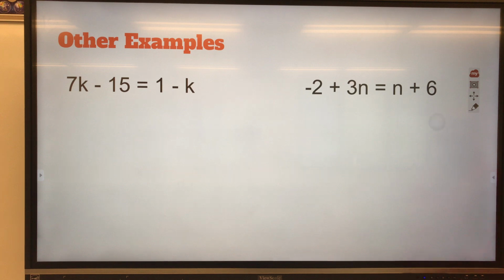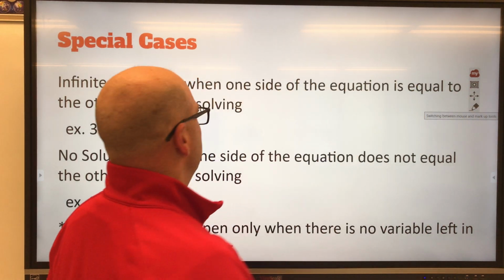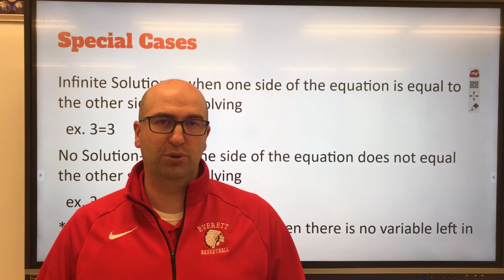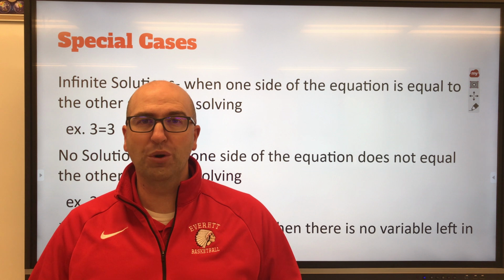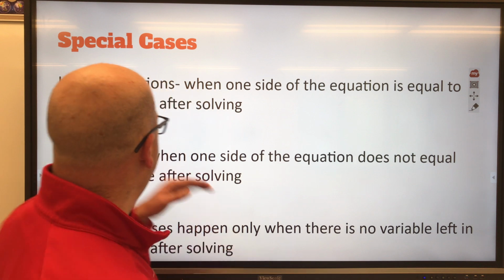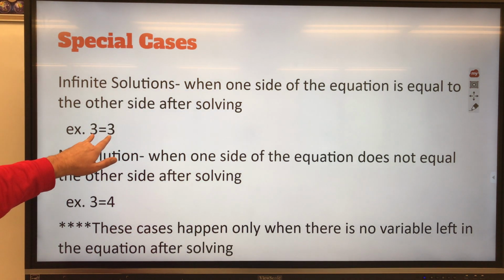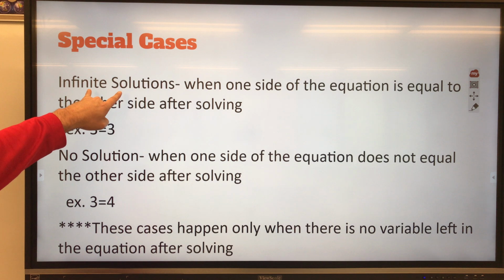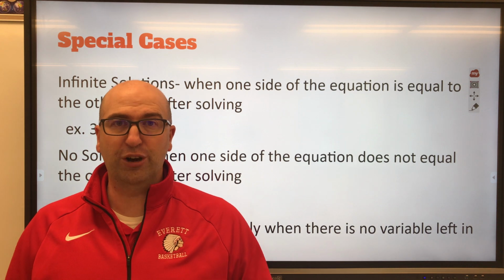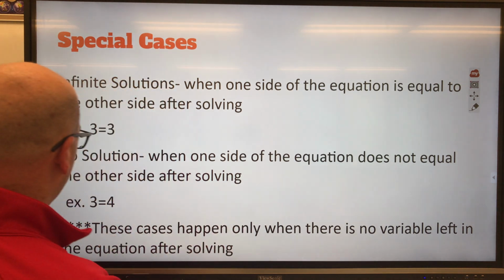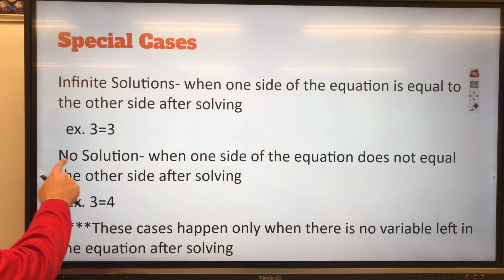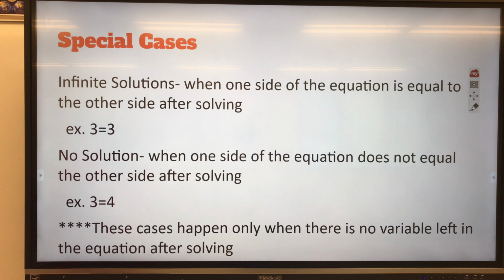Now, there are some special cases. Sometimes you will have problems that completely eliminate the variables. And that means you only have whole numbers left on both sides of the equal sign. If that happens, and both of those sides have the same number, that equation technically would have an infinite number of solutions. Now, if it were a case where both of the variables were eliminated and you're left with two different numbers on each side of the equal sign, then that equation has no solution.